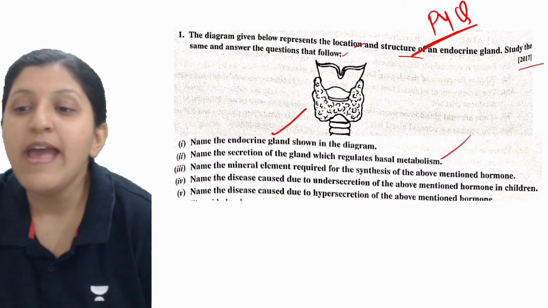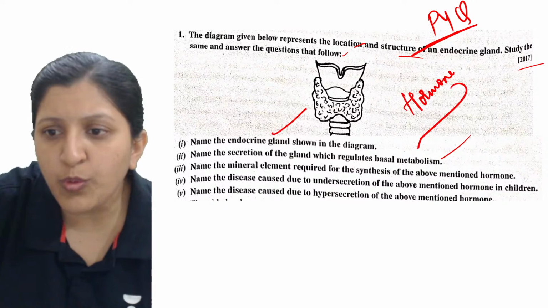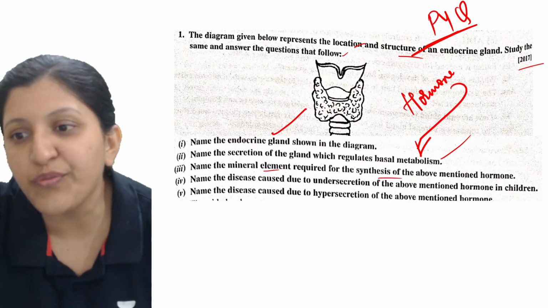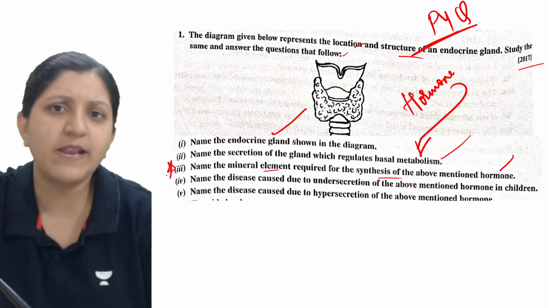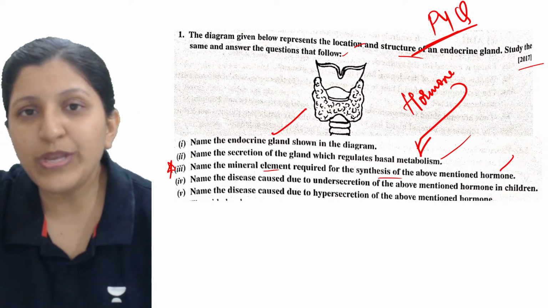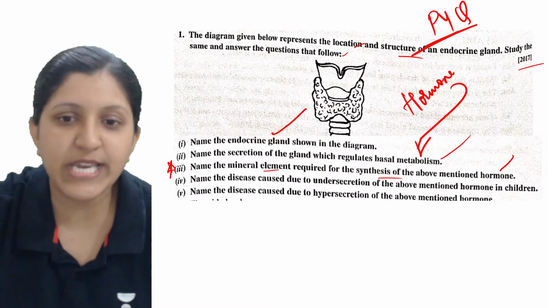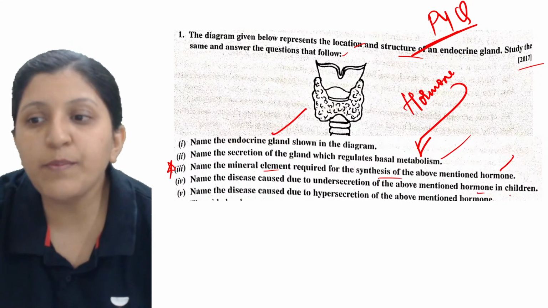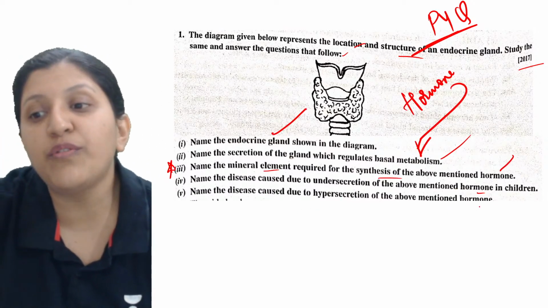There is a gland and this gland secretes a hormone, and that hormone has a role in regulating the basal metabolism. Name the mineral element required for synthesis of the above mentioned hormone. Again, this is a repeated question from the previous years, like deficiency of this causes simple goiter, which is mostly found in hilly regions. That is a give reason type of question, so you can find it associated with that. And name the disease caused due to under secretion of the above mentioned hormone in children. This is with respect to children. And name the disease caused due to hypersecretion of the above mentioned hormone.